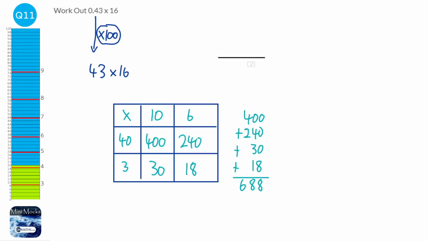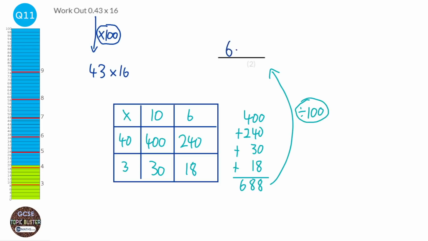Okay. Now, the problem is that obviously this is not going to equal 688. What we've done though is we've timesed it by 100. So to find the answer, all we need to do is divide this, undo that times by 100, so divide it by 100. When we divide that by 100, we get 6.88.